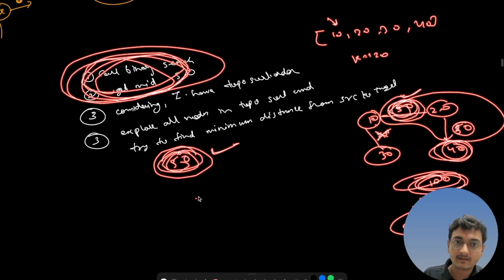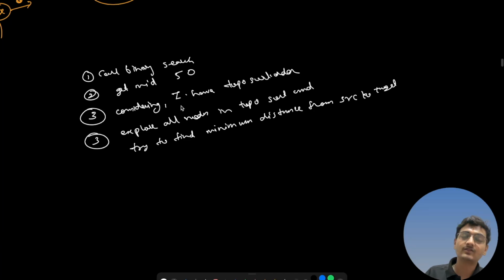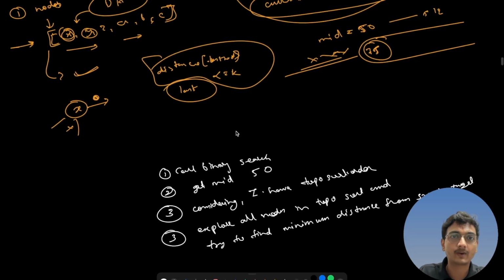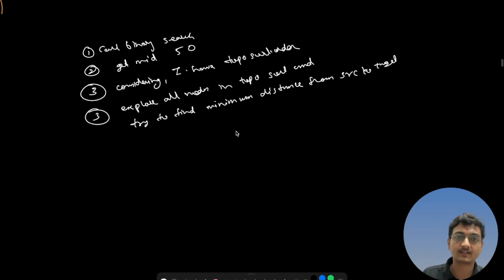So I will set low as mid plus one, right? That will go deeper into binary search. But just to give you an idea why we are doing certain things, I hope you have a pretty clear idea. I've explained it twice, thrice. If you still have doubts, please feel free to comment and we can discuss this.